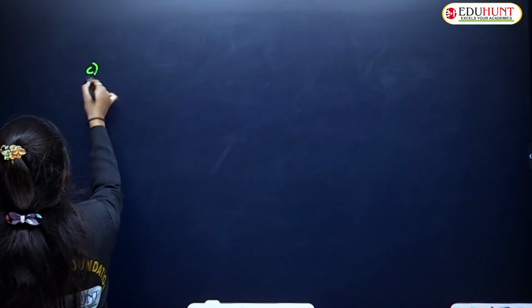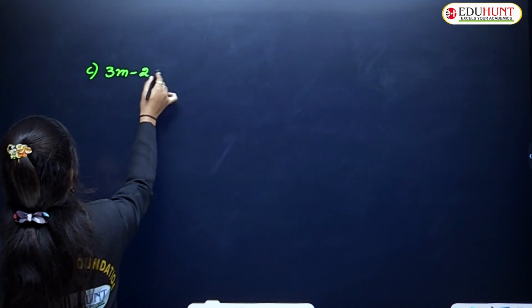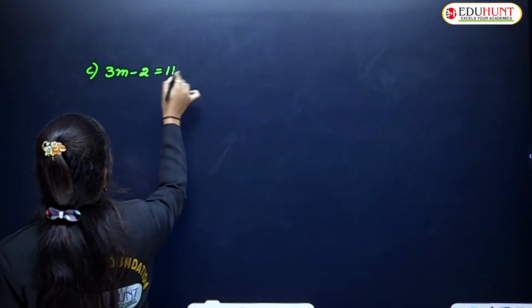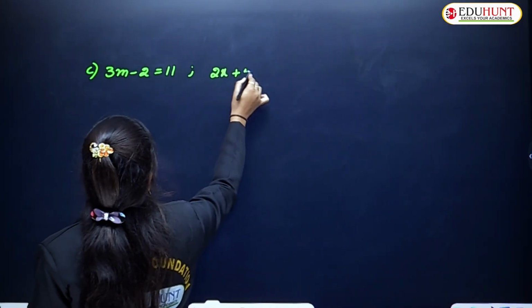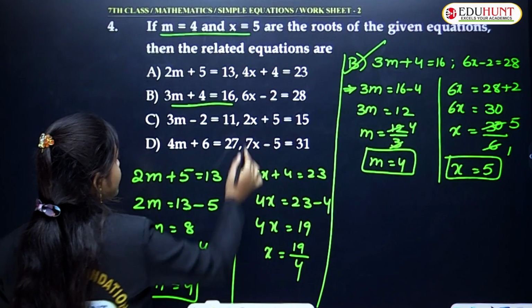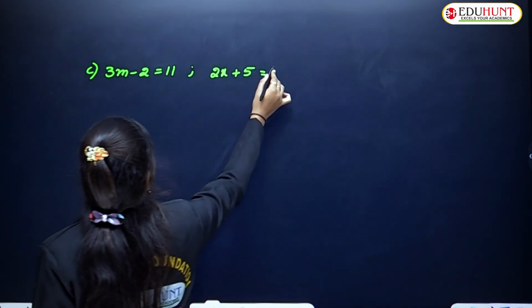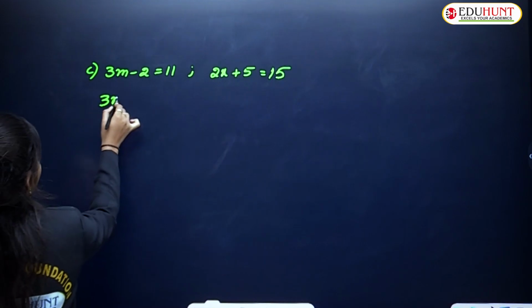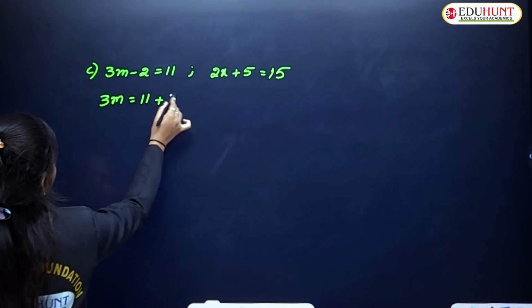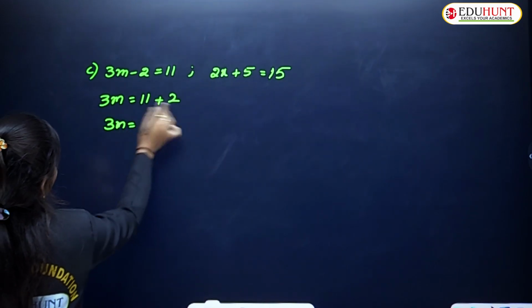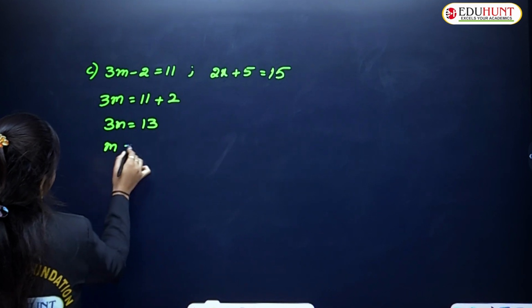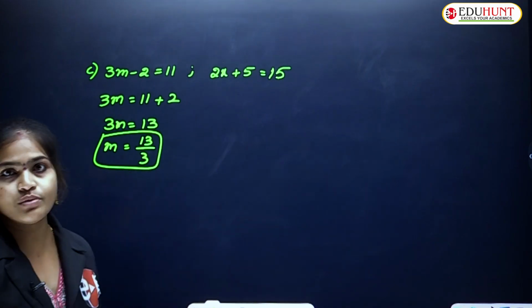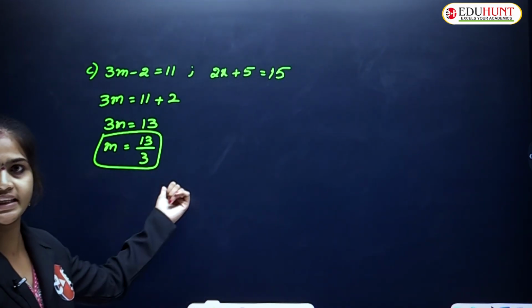3m minus 2, which is equal to 11. And the next one, 2x plus 5 is equal to 15. Okay, here also check that. 3m is equal to 11 minus 2, which becomes plus 2. 3m is equal to 11 plus 2 is 13. And here m is equal to 13 by 3. So this value does not satisfy, no? We have to get that m is equal to 4. But here we didn't get that.